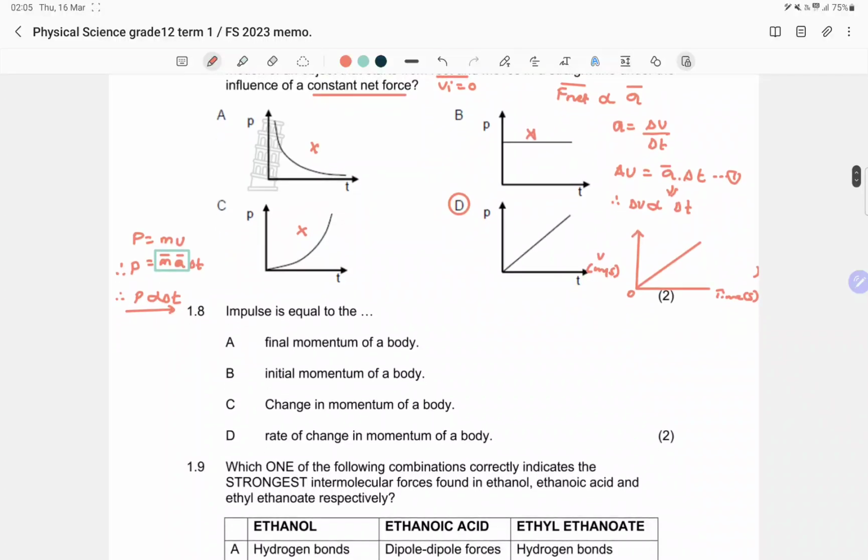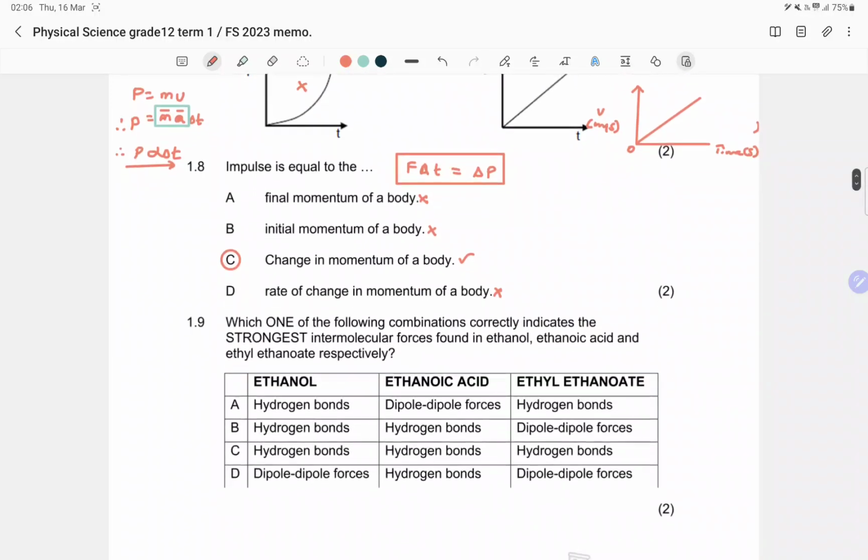Okay, let's quickly finish. The impulse is equal to the final momentum of a body? No. Initial momentum? No. Change in momentum? Yes, because the impulse equation is F delta T equals delta P. So that is the story. The rate of change of momentum is just the force, okay? So the answer here is C. So knowing this formula makes your life a lot easier.